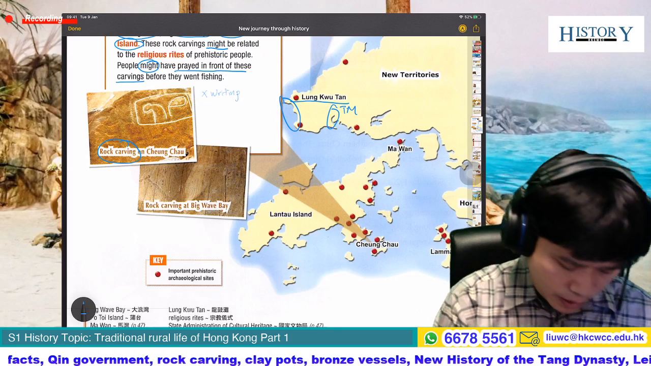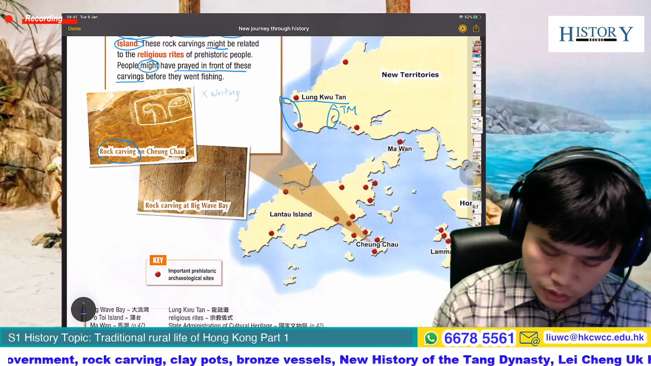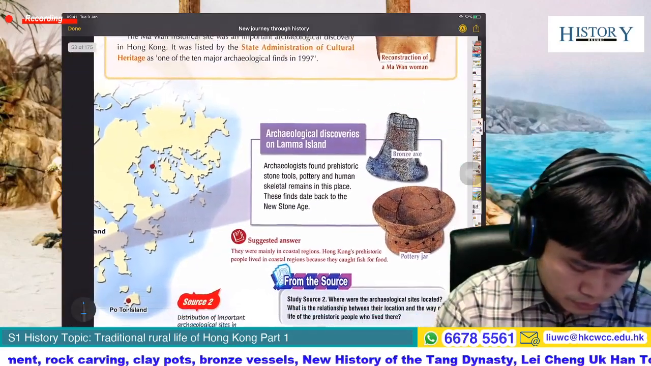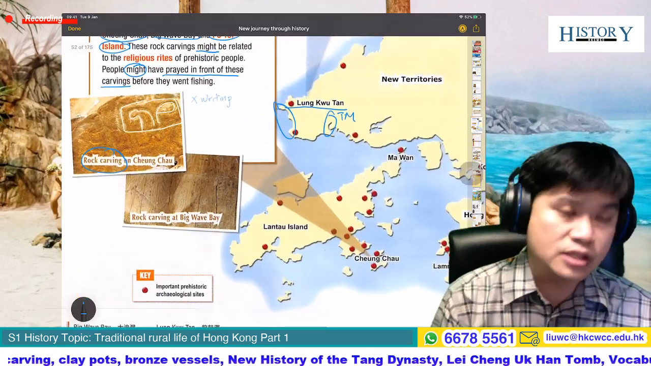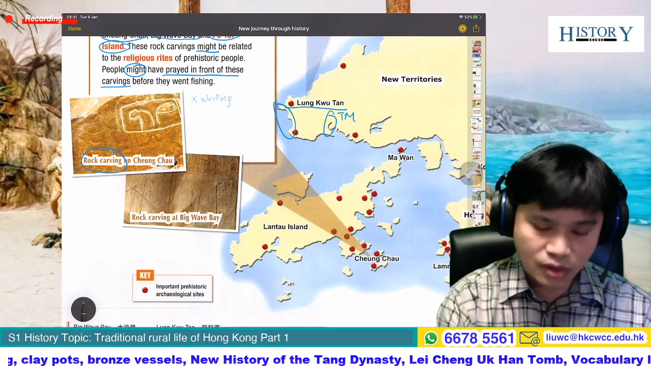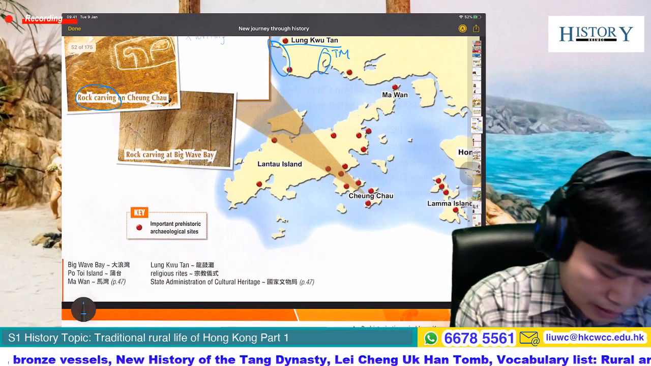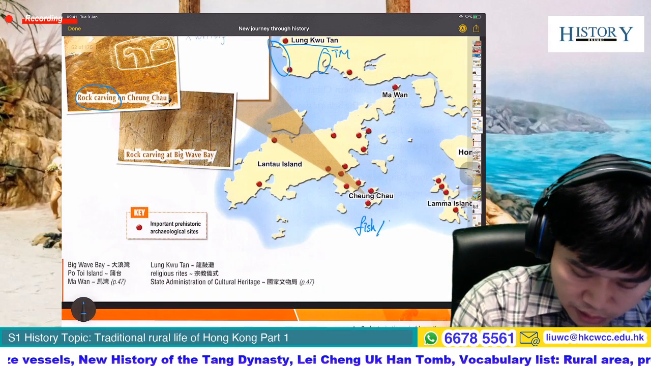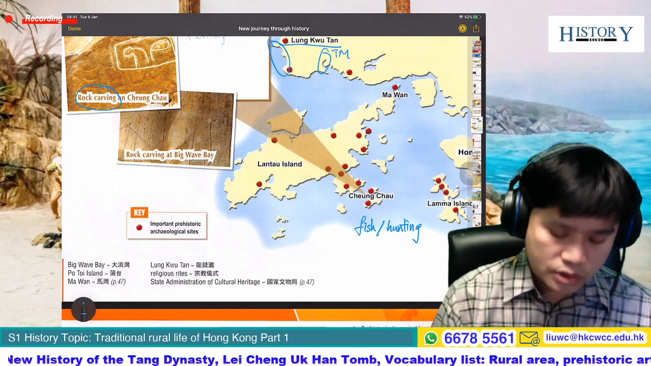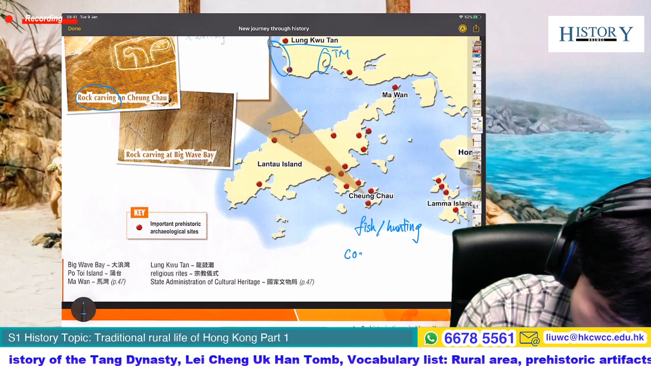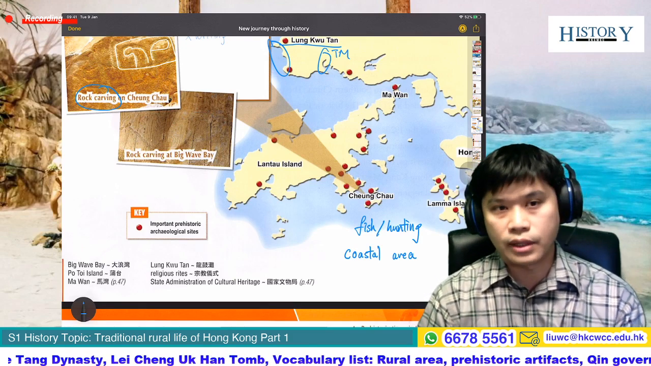You can also see where we can find some prehistoric archaeological sites in Hong Kong: in Lantau Island, in Cheung Chau, in Lemon Island, or in Po Toi Island. Why in this area? It is because those areas are close to the sea. From the archaeologists' findings, we note the people at that time mainly fished or hunted for a living. That's why most artifacts were found in the coastal area, 沿海嘅位置.